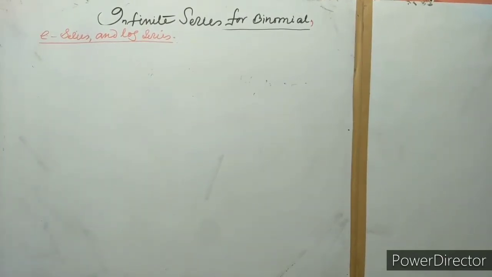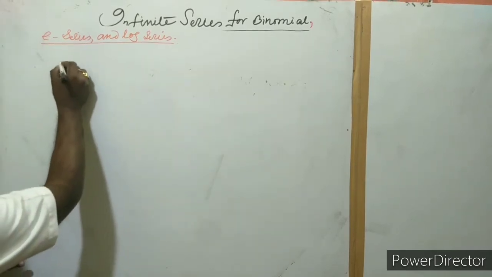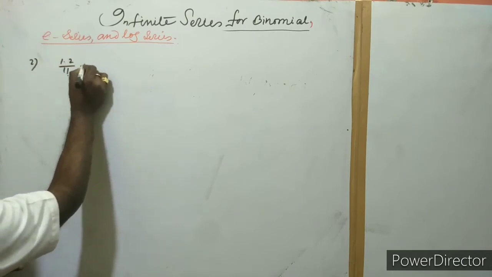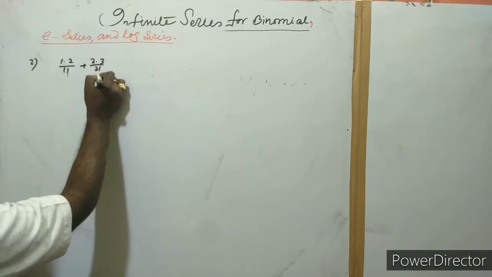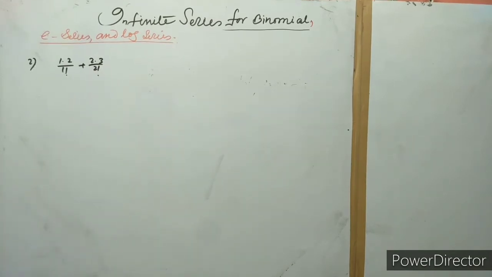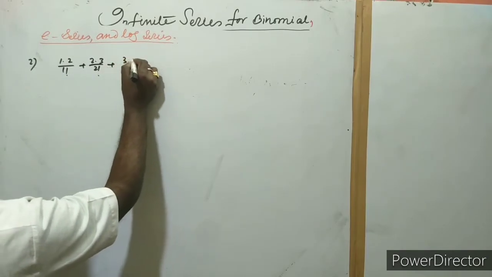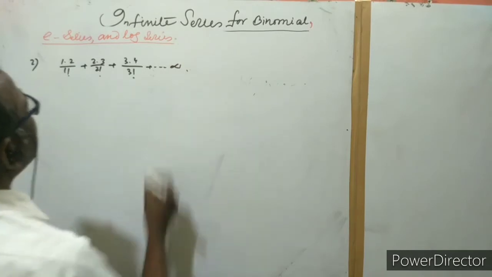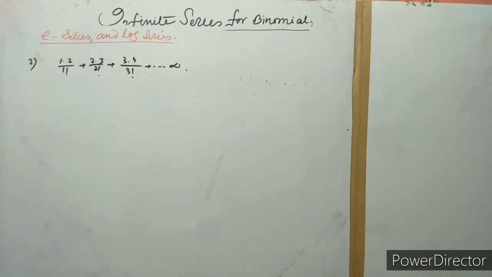The problem is the series 1 into 2 by factorial 1, 2 into 3 by factorial 2, and 3 into 4 by factorial 3. This is given. What is the value? See the pattern in each and every term.